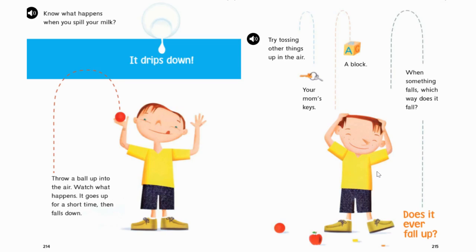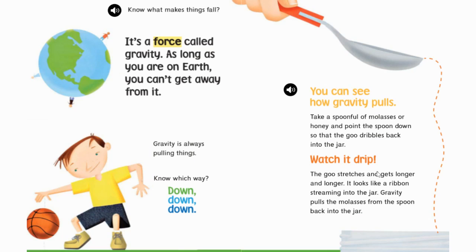So, second graders, the author is telling us that everything falls down. Know what makes things fall? It's a force called gravity. As long as you are on Earth, you can't get away from it. Gravity is always pulling things. Know which way? Down, down, down.